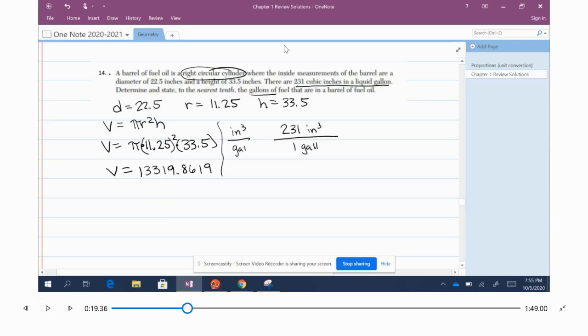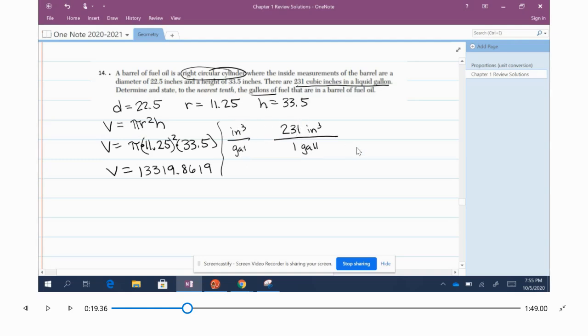That's in inches cubed. So I was quick checking. Okay, the diameter's in inches, the height's in inches. So that's inches cubed. There's inches squared, there's another factor of inches. That's inches cubed. Now, I just chose to put inches cubed over gallons as kind of my key.